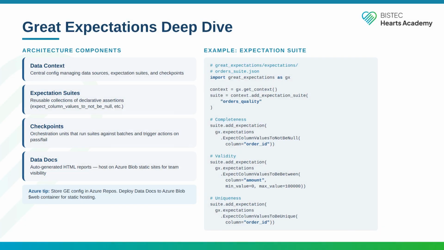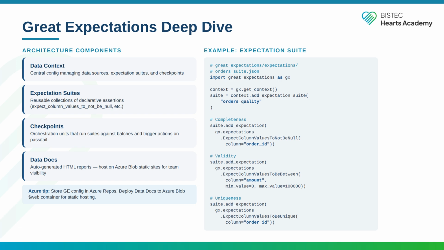Let's go deeper on Great Expectations since it's the core tool for today's challenge. The architecture has 4 key components. The data context is your central configuration. It manages data sources, expectation suites, and checkpoints. Think of it as the project root for all your quality definitions.